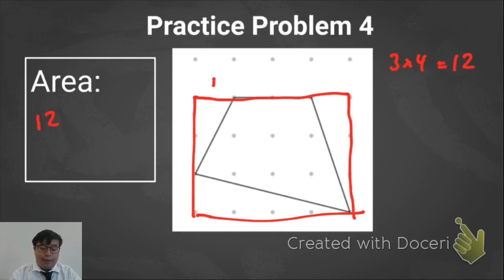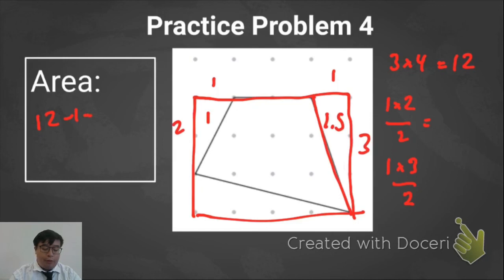This is a 1 by 2 triangle. So 1 times 2 cut in half. That shape has an area of 1. So subtract 1. This triangle over here is a 1 by 3. So 1 times 3 cut in half. That area is going to be 1.5. So I need to subtract 1.5. And this bottom triangle is going to be a 1 by 4. So 1 times 4 cut in half. That area is going to be 2.